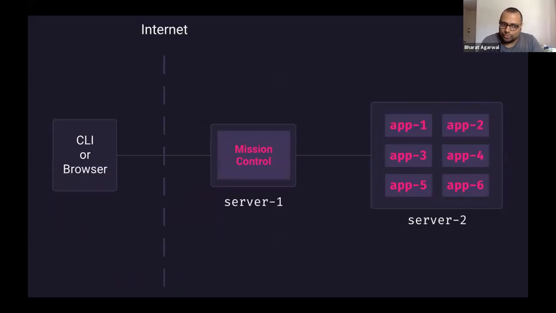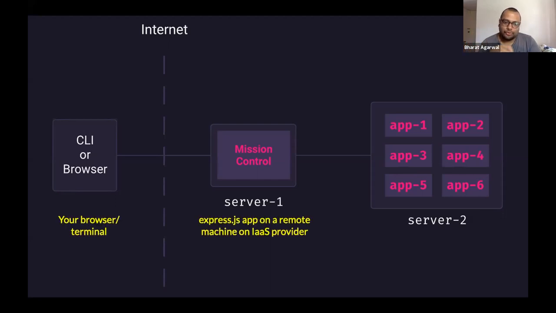So what I showed you was the web browser, and the web browser is what's interacting with mission control. We deployed mission control using Mothership setup, and that will have another server that hosts multiple applications. So if we start naming things, the application that we saw was an Express.js app on a remote machine. I'll slowly expose different parts of my infrastructure to you.